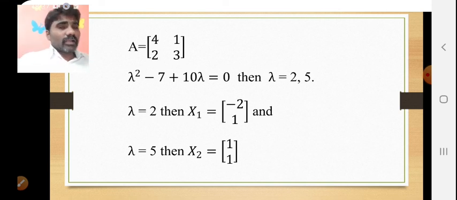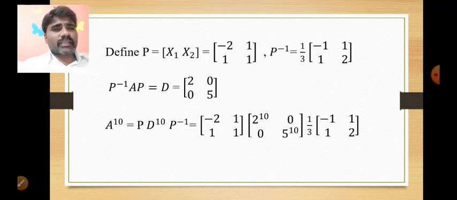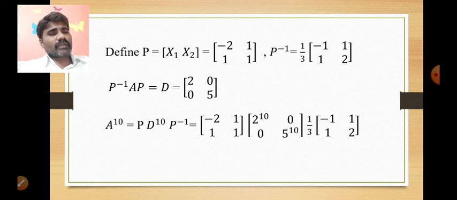That's why diagonalization is no problem. That does not violate the diagonalization of a matrix. Here directly we get two distinct eigenvalues, so automatically we get two independent eigenvectors. Then diagonalization is possible. Now define the matrix P as x1 x2, that is (minus 2, 1; 1, 1), and P inverse is 1 by 3 times (minus 1, 1; 1, 2). Then by the diagonalization method P inverse AP becomes D, which equals diagonal (2, 5).